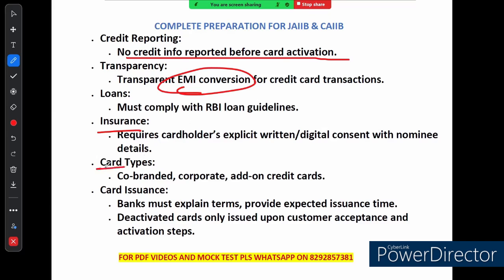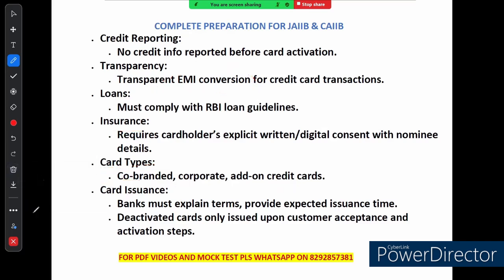Now let's talk about the types of card. There are different types of credit cards like co-branded, corporate and add-on credit cards. The bank must explain the terms and let you know how long it will take to issue the card. One key rule is that cards that are sent deactivated can only be used once you accept and activate them.